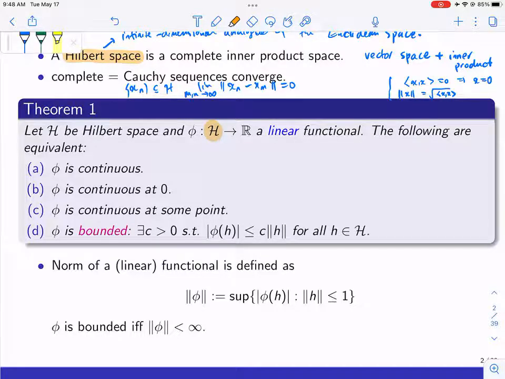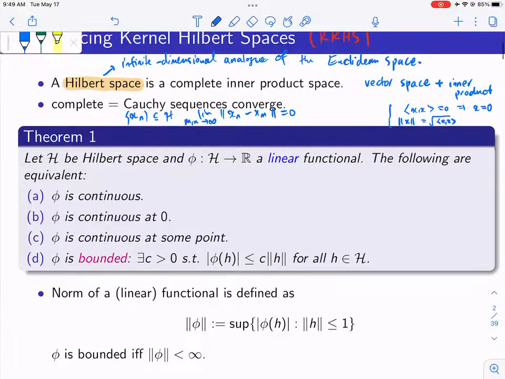And the key result here is that these statements are equivalent. So phi is continuous, which basically means that, so you know what continuity means. You can think of it in terms of sequences or just continuity at a point. So it's going to be everywhere continuous if it's continuous at 0.